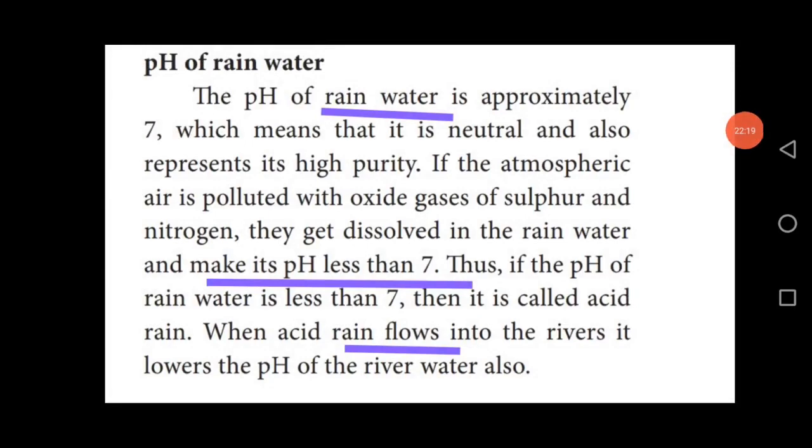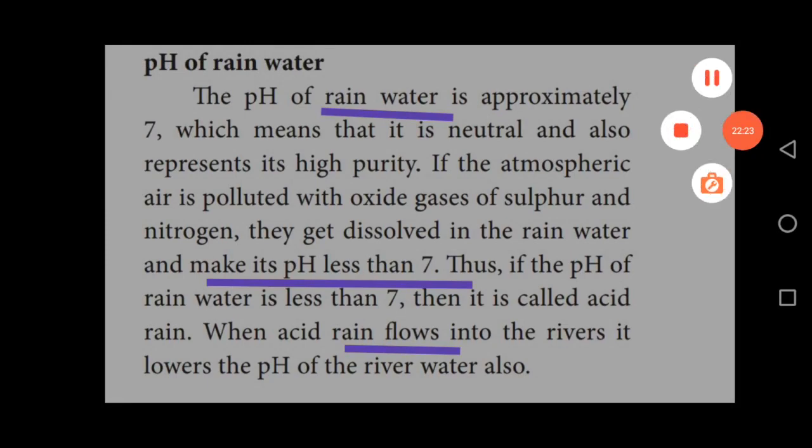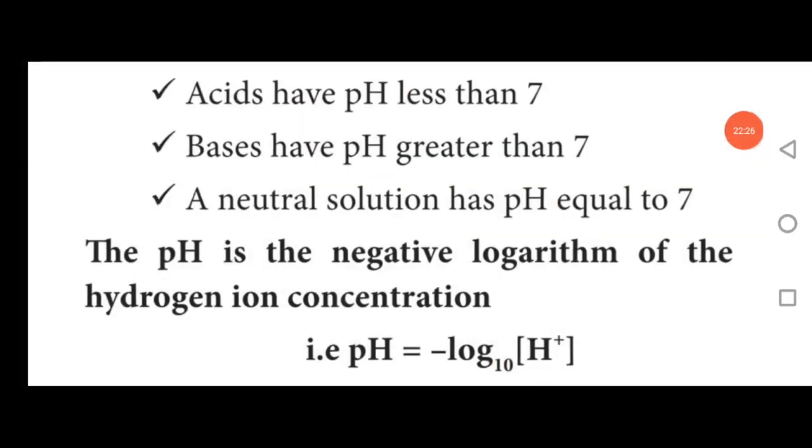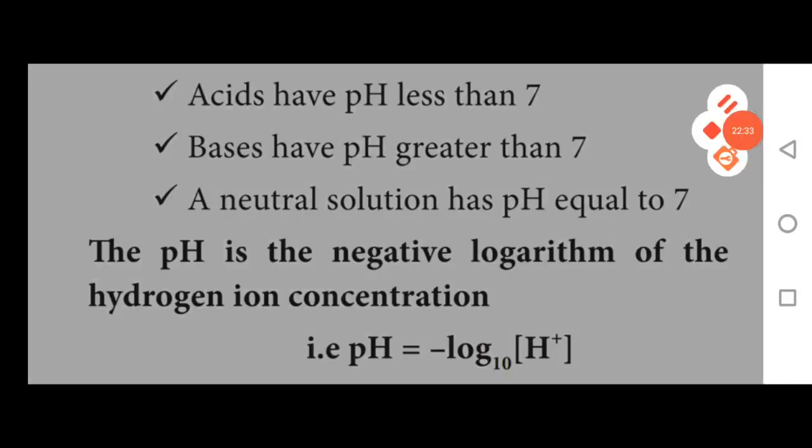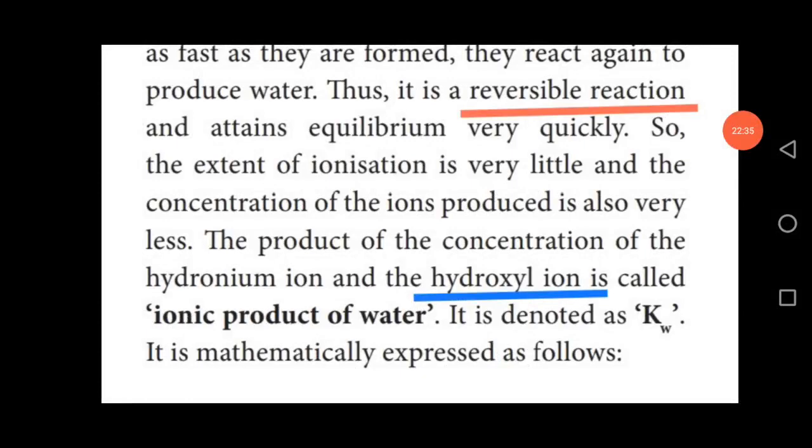Dear students, learn today's topic. Note the assignment questions. First question: define pH scale. Second question: what is called the ionic product of water? And write the formula. So dear children, note the assignment questions for your examination. Learn today's topics. Thank you, students.